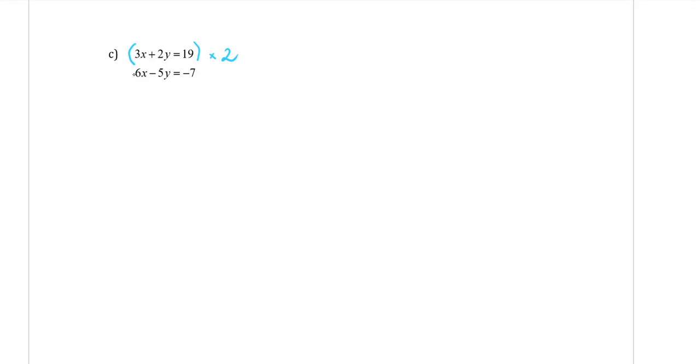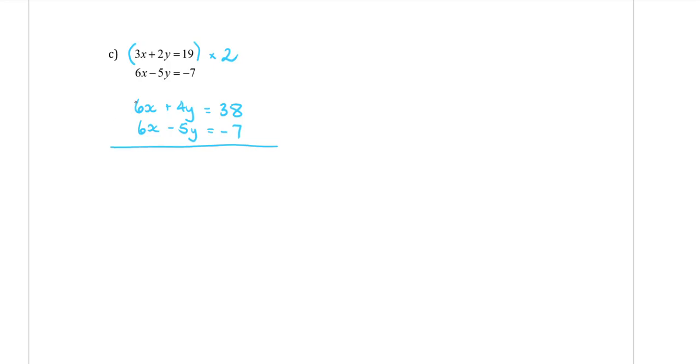So let's do that. 3x times 2 is 6x, 2y times 2 is 4y, and 19 times 2 is 38. So make sure you multiply each term. The second equation, I'm not going to do anything to, so I'm just going to rewrite it.